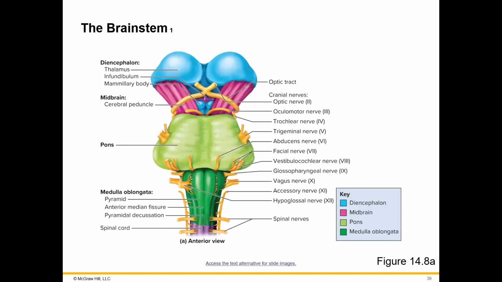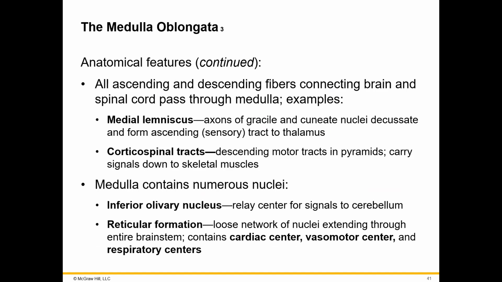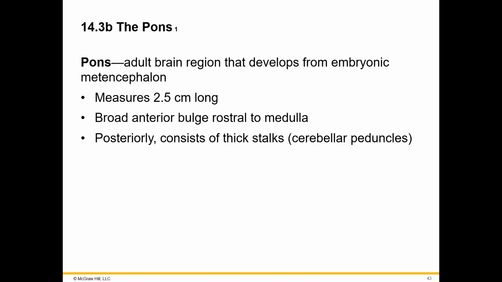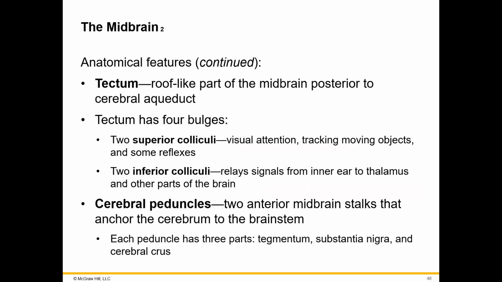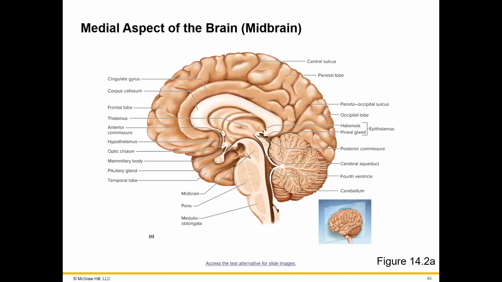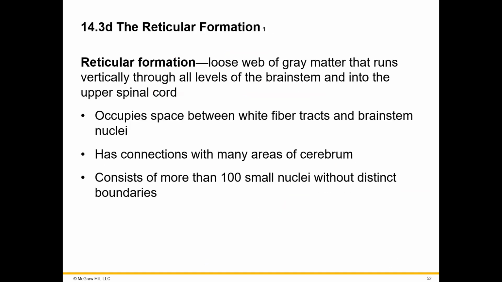Okay, so that is our diencephalon. That is my pons. That is my medulla. It's really important to know that. It's really important to know my midbrain, my pons, my medulla oblongata. These three are my brainstem. Okay, we talked about the pons. Okay. We talked about the reticular formation.